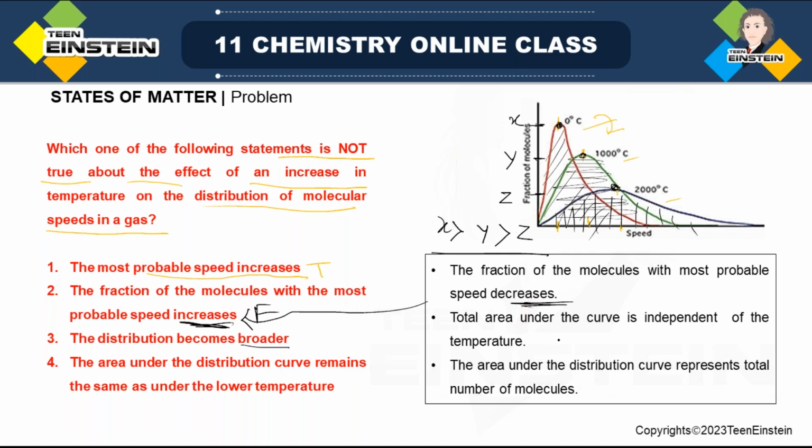Total area under the curve is not dependent on temperature, because total area means total number of molecules, and you can understand, it will not change with temperature. It will always remain the same. So it is independent of temperature, and that is the reason the area under the distribution curve represents the total number of molecules, and that cannot be changed with temperature. Okay, so 3 and 4 both are correct. Correct option, option 2.